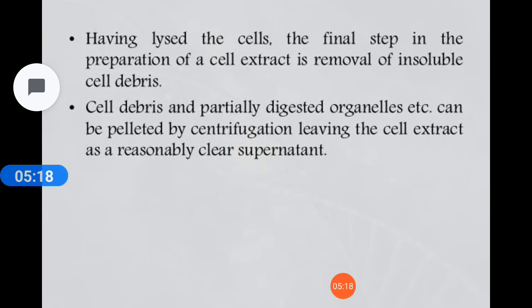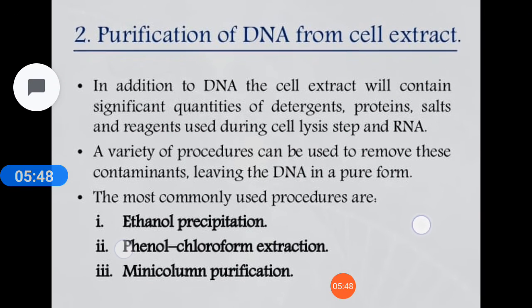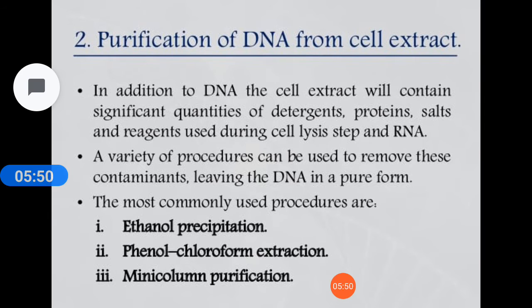Next, having lysed the cell, the final step in the preparation of cell extracts is removal of insoluble cell debris. Cell debris and partially digested organelles, etc., can be pelleted by centrifugation, leaving the cell extract as a reasonably clear supernatant.